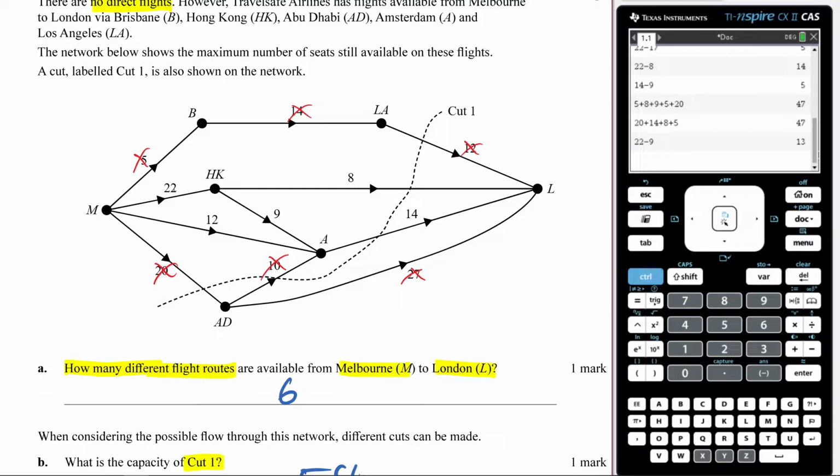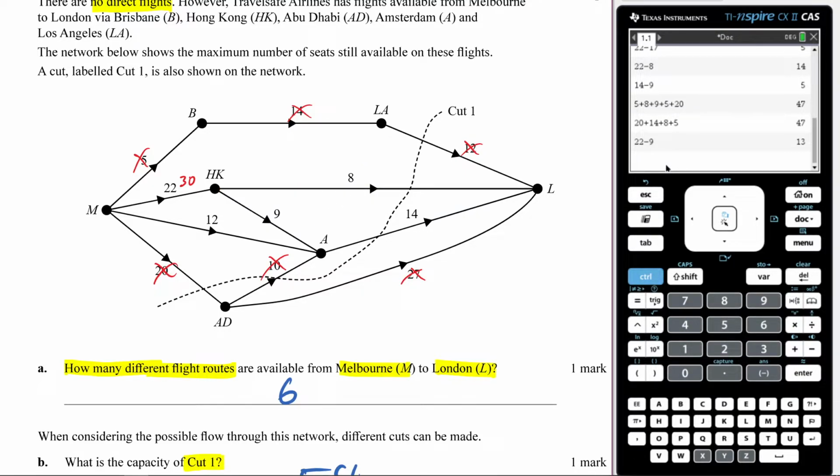You say, all right, what if I was to push 8 people through here? This would become 30. All right, if that becomes 30, I can push 8 people through here. I can push 9 people through here. 8 plus 9 is 17. And then I'm not actually going to end up putting any more people through this because 8 people are going through there, 9 people are going through there, 14 people are going through there. Do you see how I'm not actually increasing the amount of people going through Melbourne to London? So it's not working there.